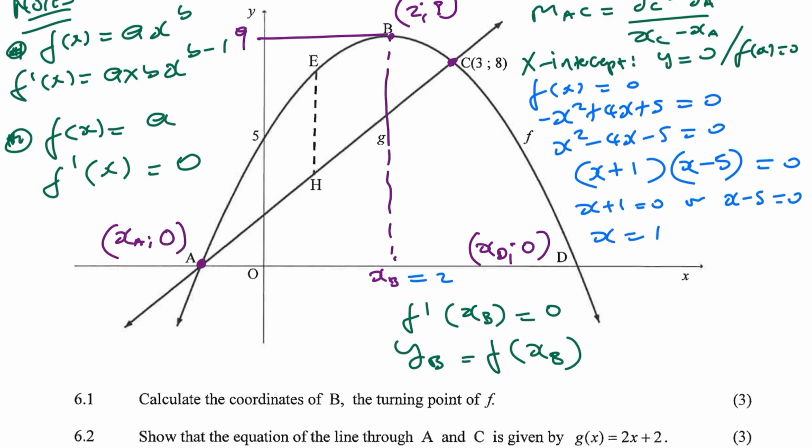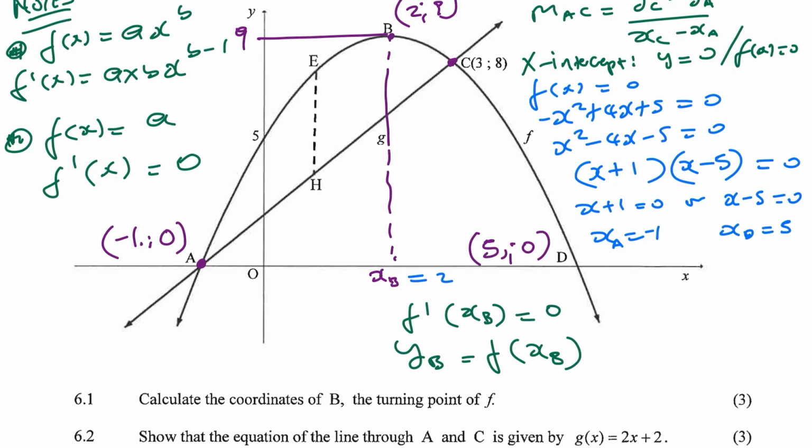Okay, so x equals negative 1 or x equals 5. So this is your xa, which is equal to negative 1, and your xd is equal to 5. Does that make sense? Because these are your x-intercepts, this is -1 and this is +5.